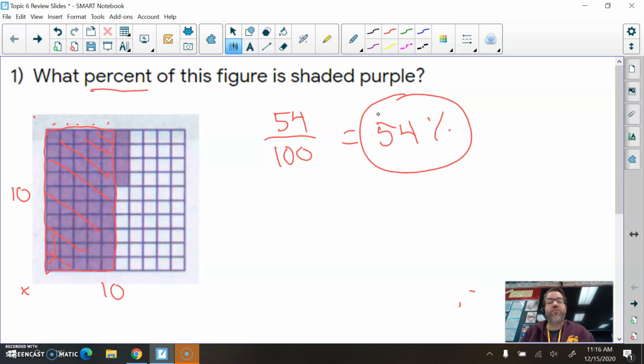Oh, and by the way, if 54% of it is shaded, I wonder what percent is unshaded. Well, you could take 54 and subtract it from 100 and figure out what the difference would be. 100 minus 54 will equal 46. You can see you can make this 10 here into a 9, and this becomes 10. 10 minus 4 is 6. 9 minus 5 is 4. So we have 54% that's shaded, and we have 46% that's unshaded. These two together total 100%. But to answer the question, what percent of this figure is shaded purple? 54%. You just count up the squares.